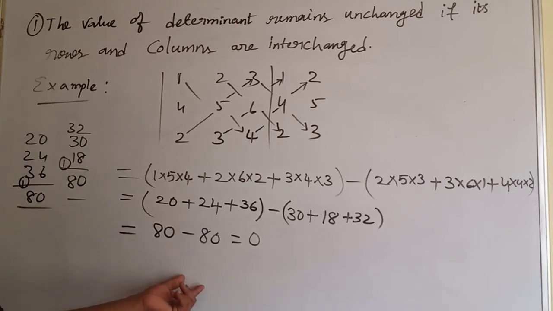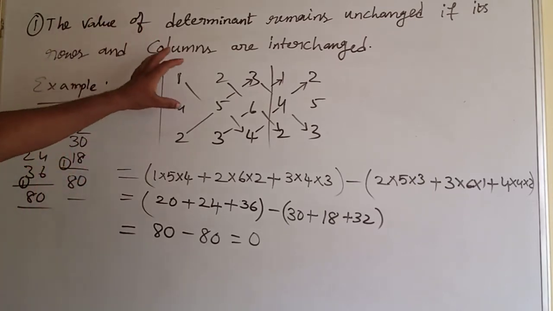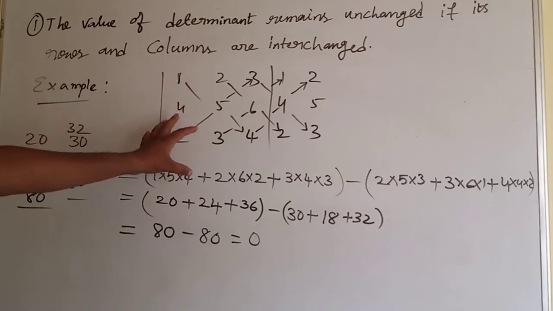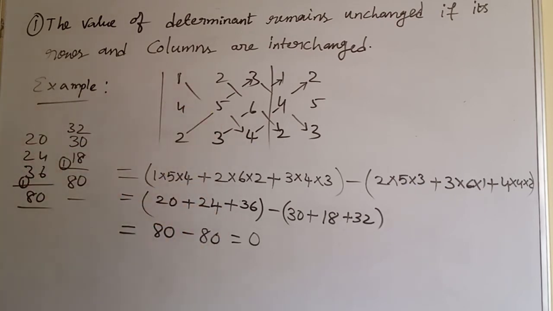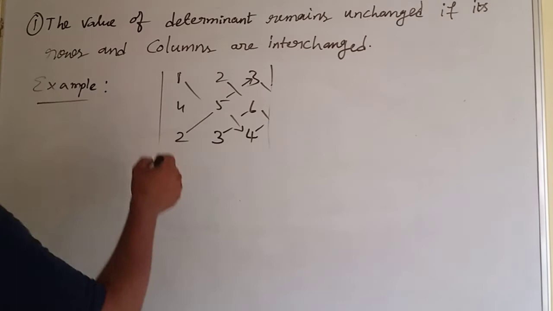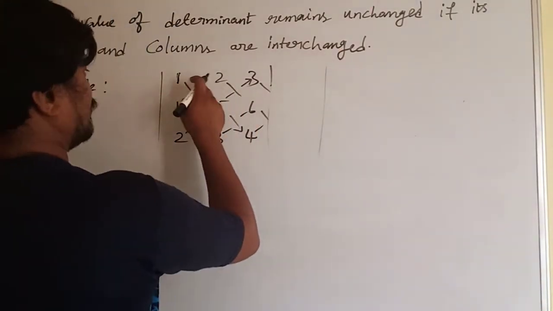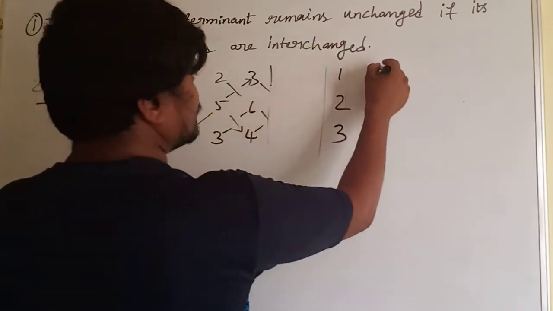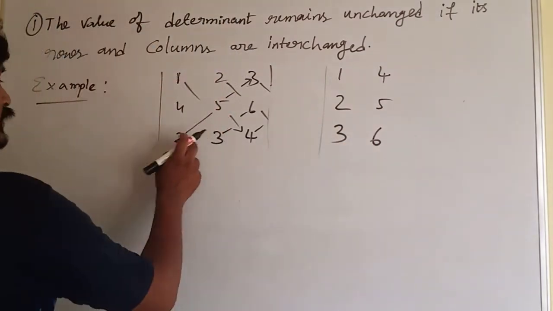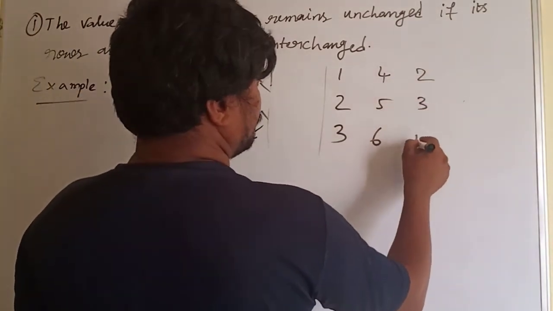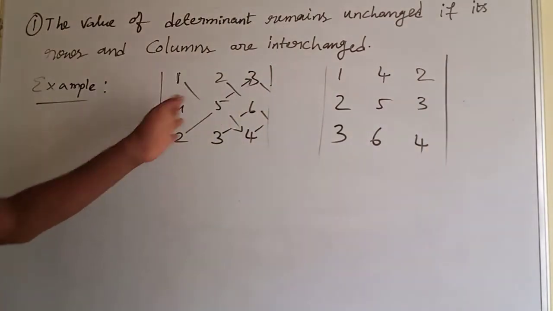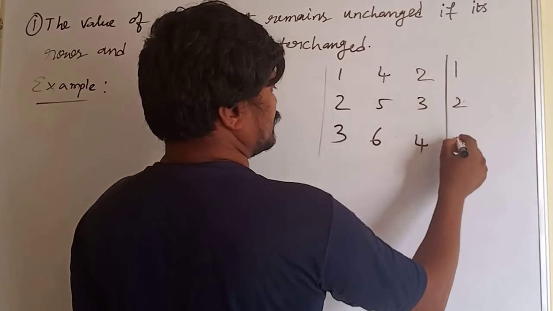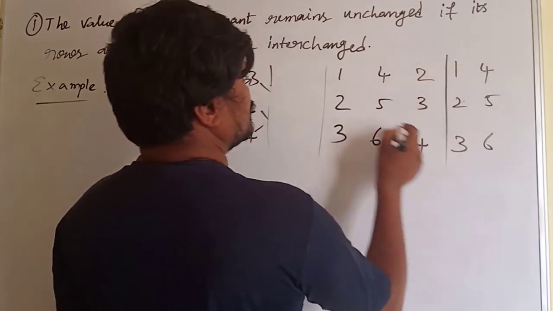Determinant answer what you got here? 0. Let's apply the transpose of this, or we can say rows and columns interchanged, and get the answer. Let me check. Alright, let me interchange now. So when I interchange, 1, 2, 3, this is a row, I write as a column. Next 4, 5, 6. Next one 2, 3, 4. Right? So again the same method, Sarrus' diagram.